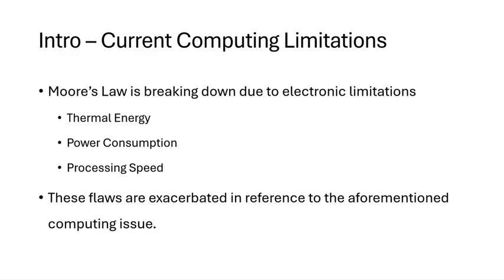Moving on to current computing limitations. Moore's law is breaking down due to electronic limitations such as thermal energy, power consumption, and processing speed. There is another issue that current computers are facing, one that is more physical. Moore's law says that the number of transistors on a chip doubles every decade, and this no longer holds true.